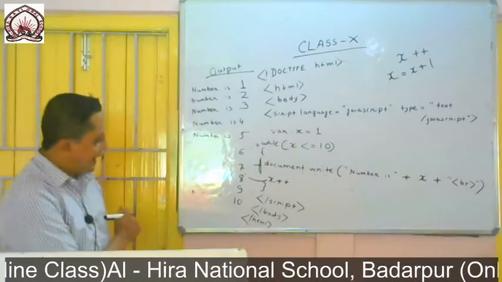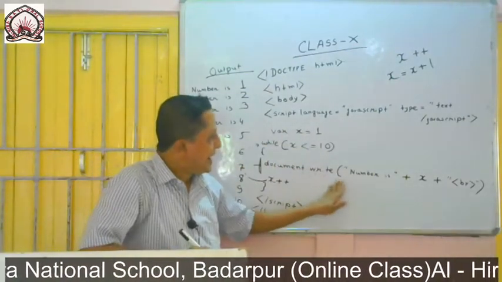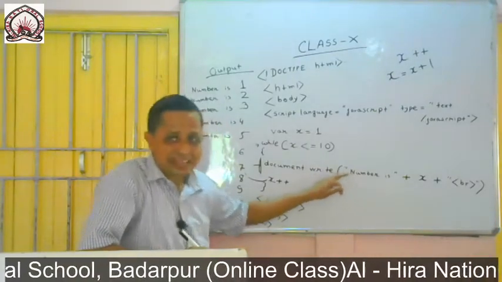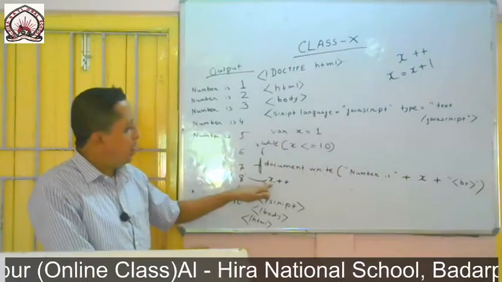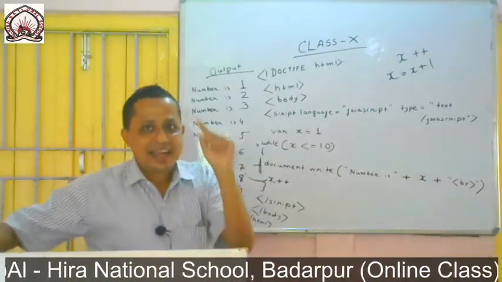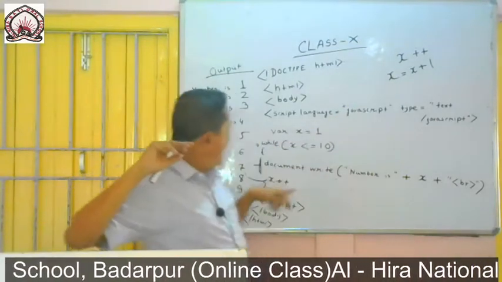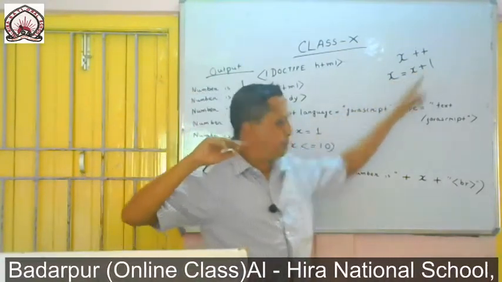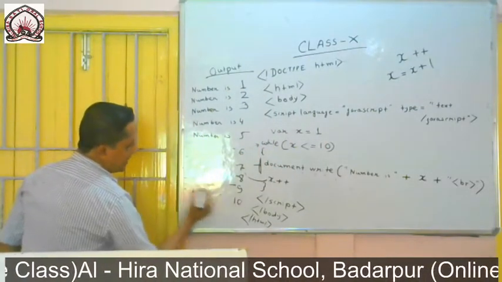Now see here. Like this, it has come up to 10. Last, I showed number is 10, then a new line. Now x++: 10 plus 1 is what? It is 11. So it will go number is 6, number is 7, number is 8, 9, number is 10.